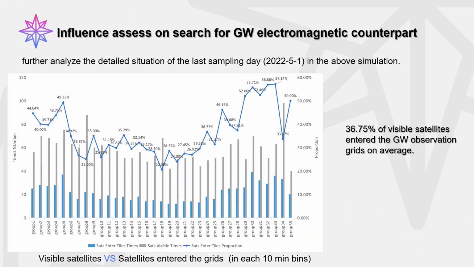Suppose this gravitational wave event occurs on May the 1st of 2022. We simulated A1T's observations of the event and counted the presence of satellites in the telescope's field of view. In the simulation, over 36% of visible satellites enter the gravitational wave observation grids on average.